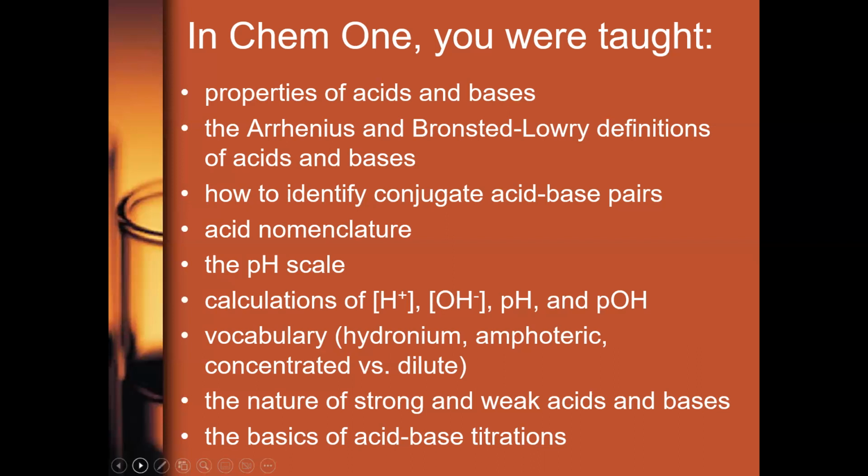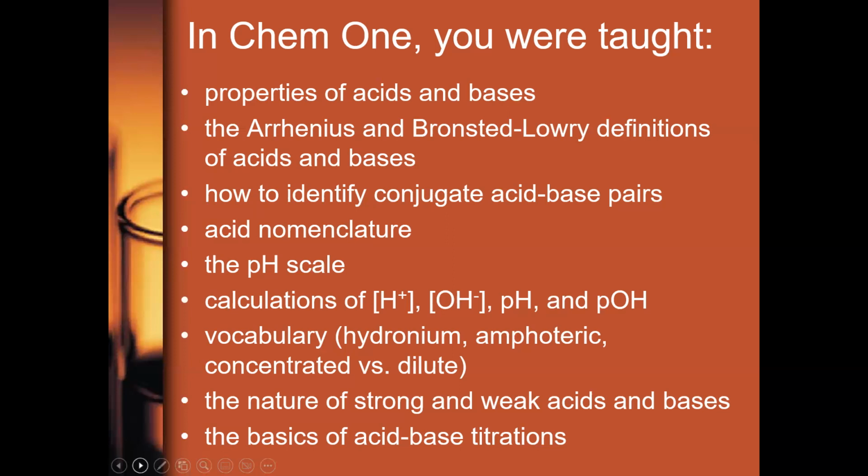Generally, if it is 1 molar or higher, it tends to be concentrated. So like we might be doing a lab with 6 molar hydrochloric acid. That is very concentrated. Whereas if we were using 0.5 molar, that is dilute. There's not as much acid dissolved in water.